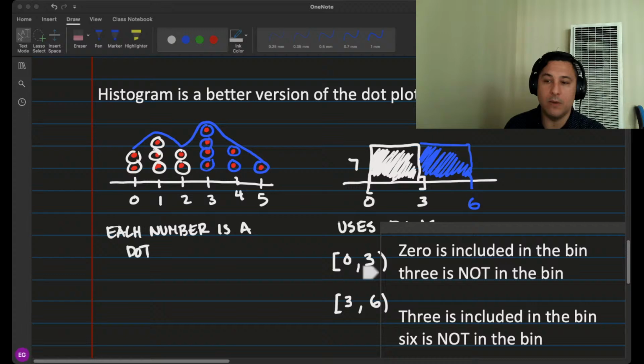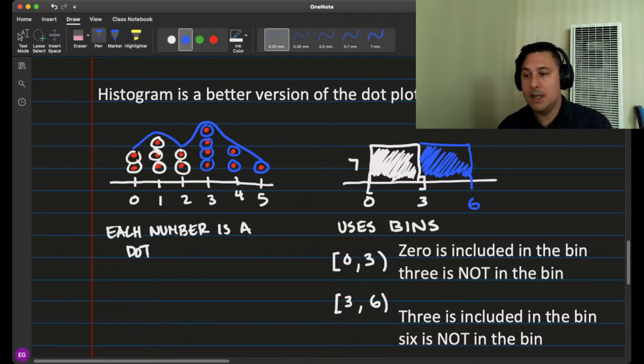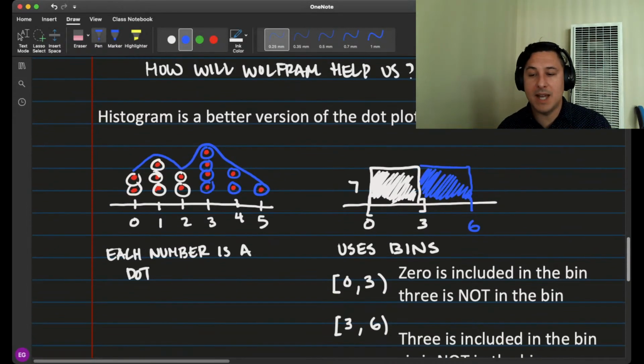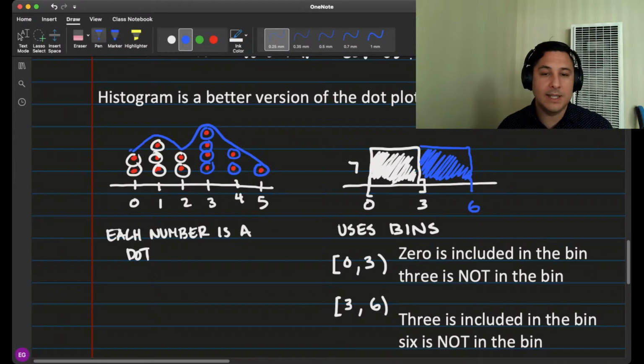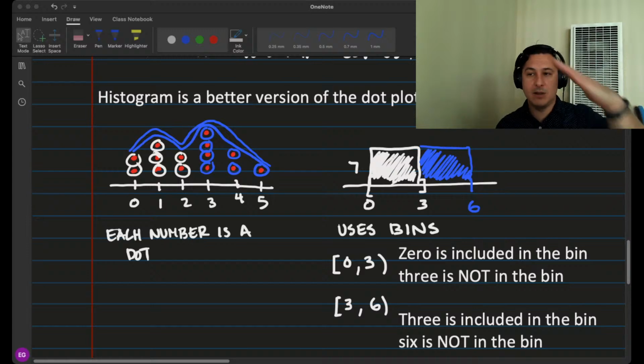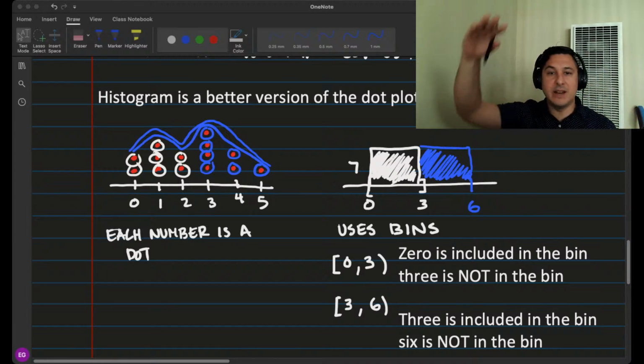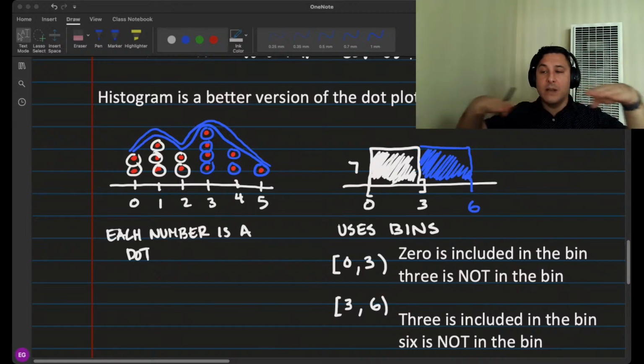So you might be wondering, why do we care about this? It's because when you look at the dot plot, do you see how it looks like there's a lot of movement up and down in terms of the numbers? You see how it goes up and then down, and it goes up and then it goes down again? So it looks like there's a lot of change. The histogram smooths that out.